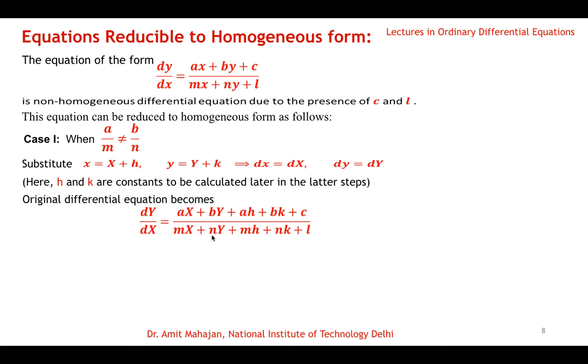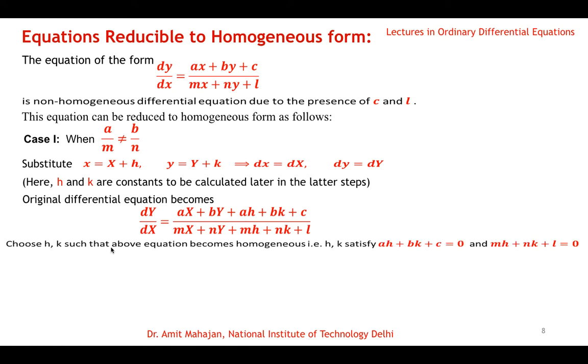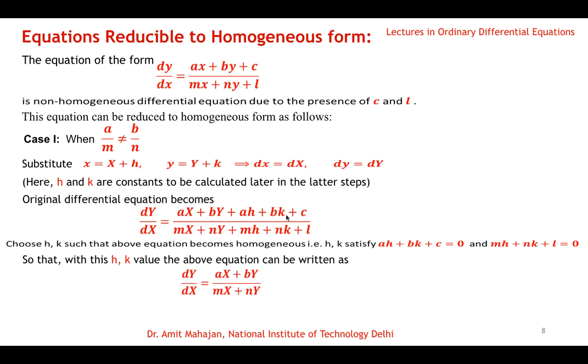Now this differential equation will be homogeneous if the constant terms are not present, that is, if ah plus bk plus c is 0 and mh plus nk plus l is 0. So we choose h and k such that the constant term in the numerator and the constant term in the denominator are exactly 0. If these are 0, then this differential equation immediately reduces to dY by dX is equal to (aX plus bY) over (mX plus nY), because both constant terms are 0.